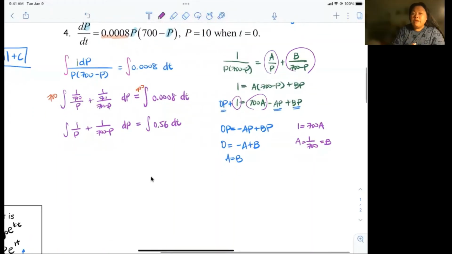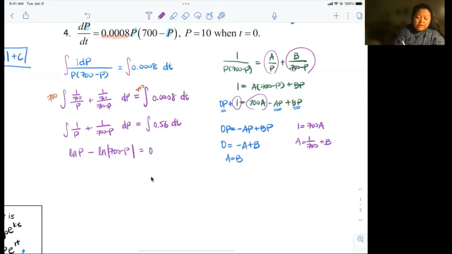Okay, now I'm ready. You have 1 over P. Remember, that's like 1 over x. The variable is to the 1 power on the bottom, so this becomes natural log. So natural log of P plus natural log of (700 minus P). But don't forget, because it's a minus P, that P has a derivative of negative 1, so it needs to come outside and become negative here. That's the chain rule. And then you take the antiderivative here, that's just 0.56t plus C.